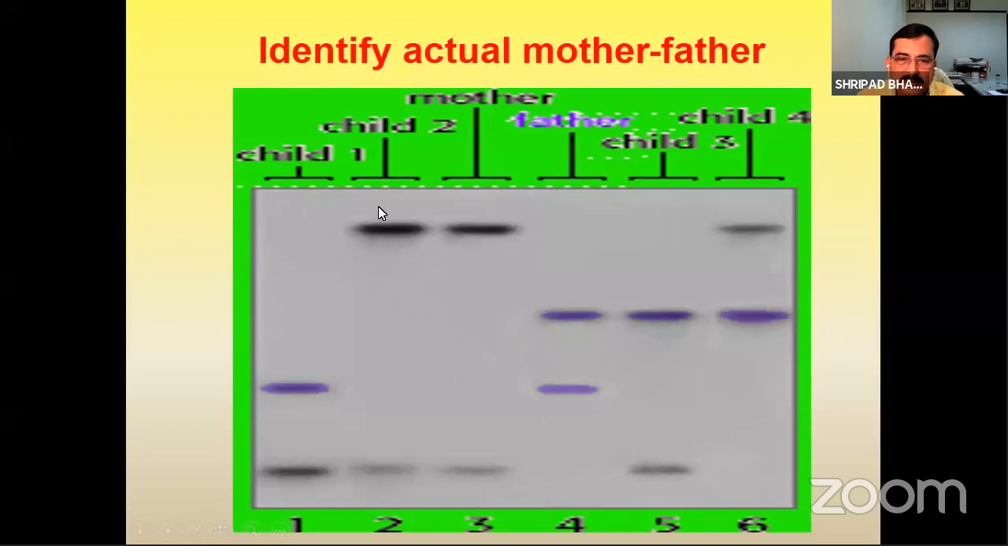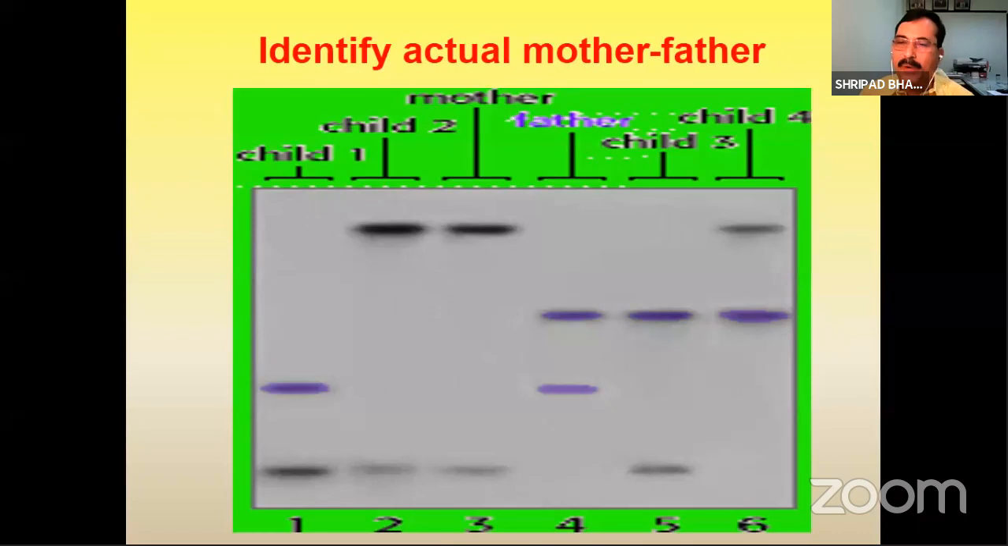What about child number two? This band matches the mother, this band matches the mother, but there is no band which matches the father. Then how can it happen? And there is no other band to say that this child is from another man. There is no other proof also. So we have to think over it. We'll discuss it later. Now, at least I have given you some clue of how those bands can be used for some specific purpose.